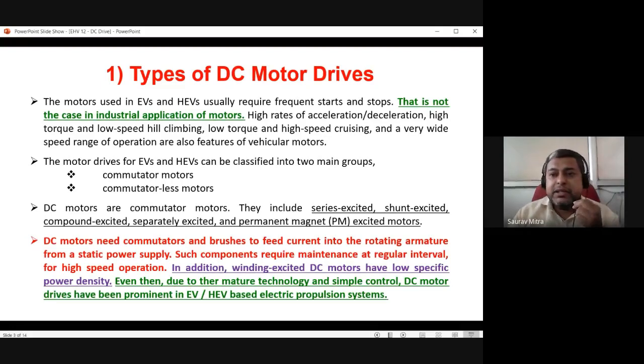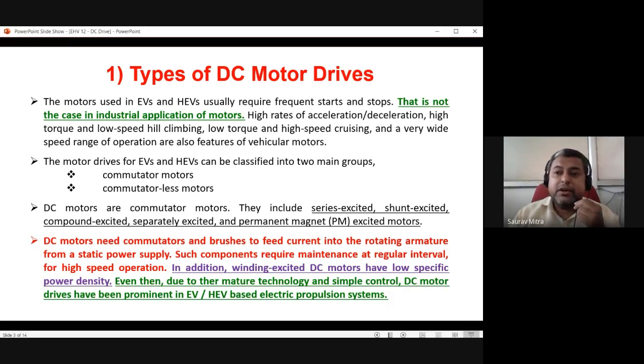This talks about the different types of motors required in the case of vehicular use. One is commutator based, one is commutator less. What are the different types of commutator based motor? All the DC motors are commutator based motors. And what are the positives and negatives of the DC motor? That is given in the last paragraph.